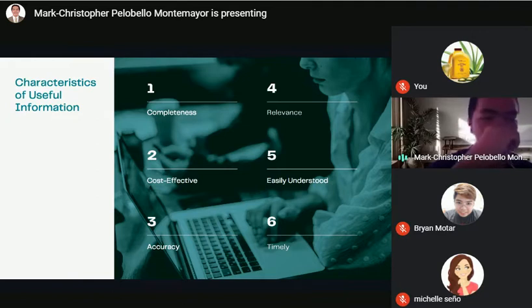And then we have number 5, easily understood. Information should be presented in an easy and understood way. It should be understood by all. The simpleness and easiness of information is one of its best quality. It helps in quick interpretation and decision making. Easy information saves times and enables fast actions.